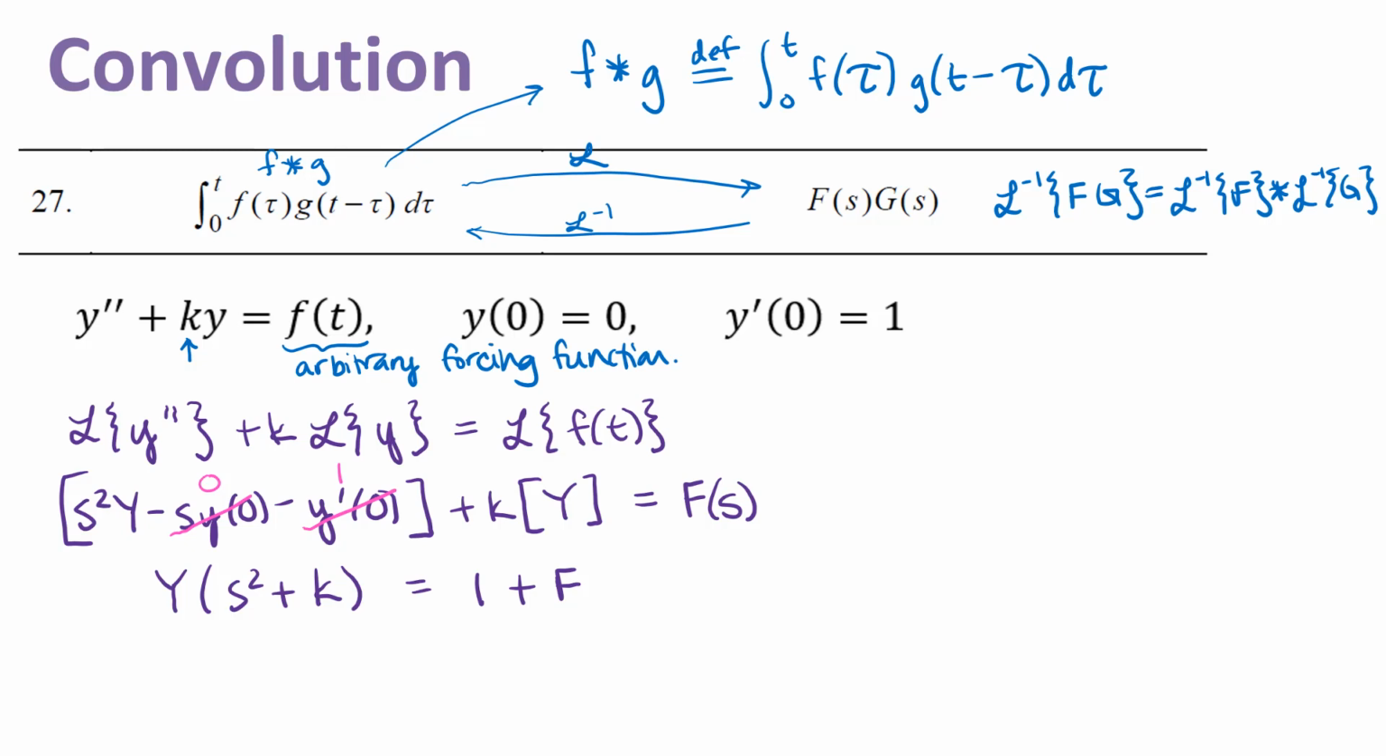All right, so here I'm going to divide through by s squared plus k. And now it's really about manipulating that right side so that I can get it in a form where I'm able to do the inverse Laplace transform.